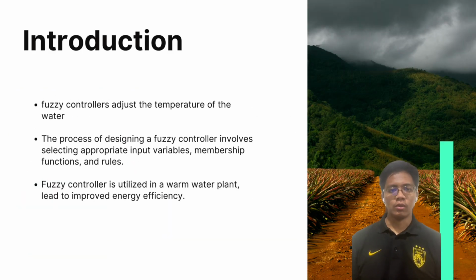Introduction. Fuzzy controllers can adjust the temperature of the water more precisely and efficiently than traditional controllers. The process of designing a fuzzy controller for a warm water plant involves selecting appropriate input variables, membership functions, and rules. When a fuzzy controller is utilized in a warm water plant, it can lead to improved energy efficiency and more accurate regulation of water temperature.